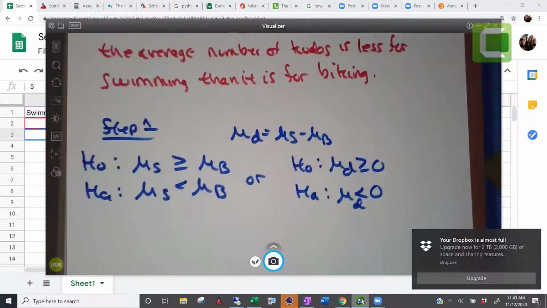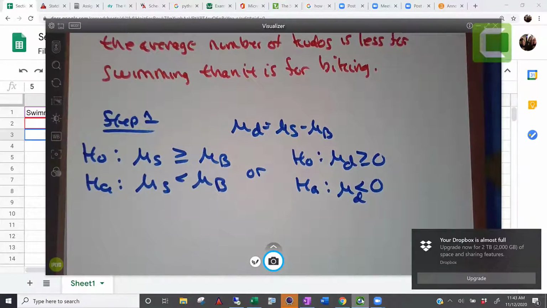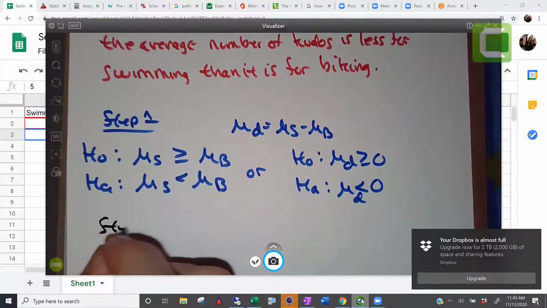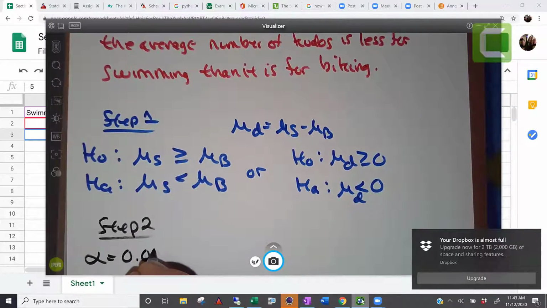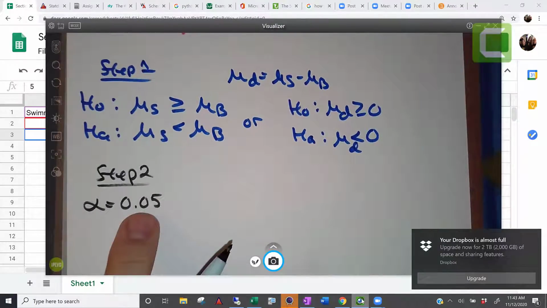Now, I didn't really state a level for alpha here. So what level for alpha should we use? 0.05? Yeah, that sounds good. Step 2, alpha equals 0.05. Someone in my morning class wanted to use alpha as 0.1. The value of alpha is going to determine how likely you are to make a type 1 error. So if that risk is really crucial to you, then you use a smaller value for alpha. If it's not, no big deal.